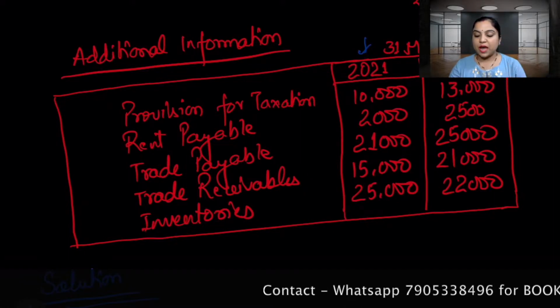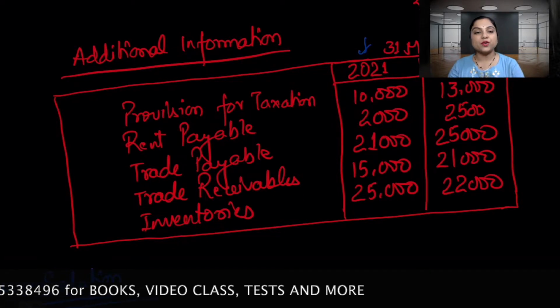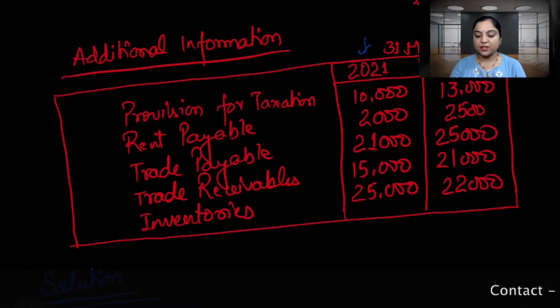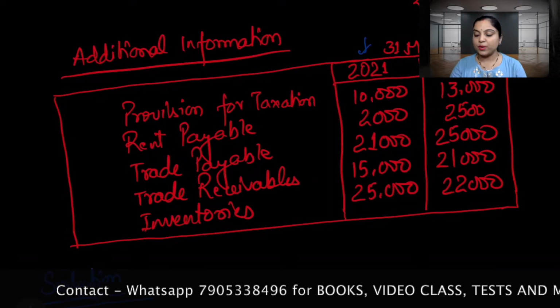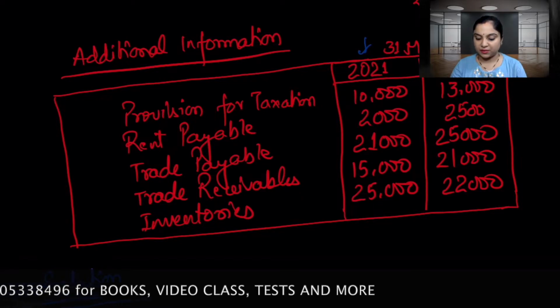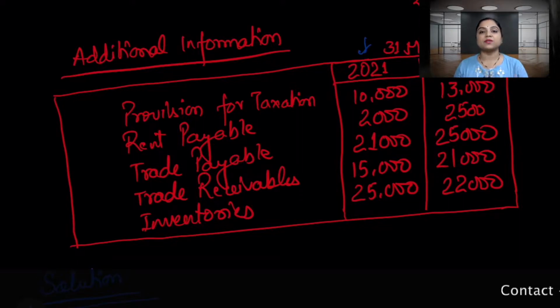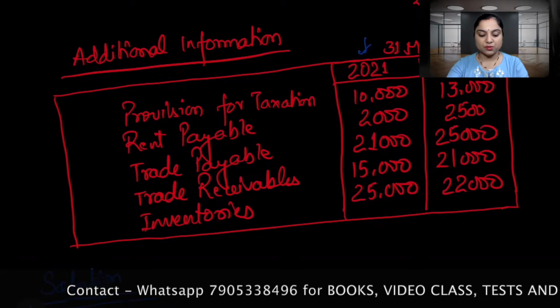Okay, so we have 2021, which is the past year in our case, and 2022, which is the current year ending. We have provision for taxation 10,000 and 13,000 respectively, rent payable 2,000 and 2,500 respectively, trade payable 21,000 and 25,000 respectively, trade receivable 15,000 and 21,000 respectively, and inventories 25,000 and 22,000 respectively. So this is the information shared with us.